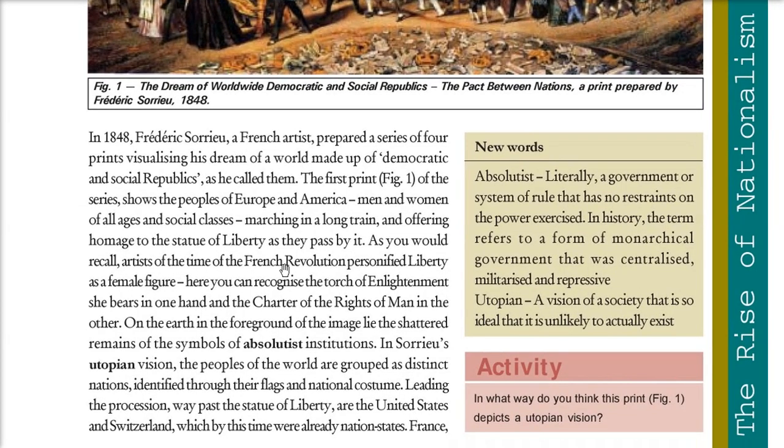While the French Revolution was taking place, the female figure was the key for liberty. It was personified as a female figure, and as you see, on the earth here, in the foreground, you can see the shattered remains of symbols of absolutism. Absolutist, or nirankush, literally means a government or system of rule that has no restraints on the power being exercised. Means there is no real role of people. So in history, the term refers to a form of monarchical government that was centralized. It used military power, and it was often repressive.